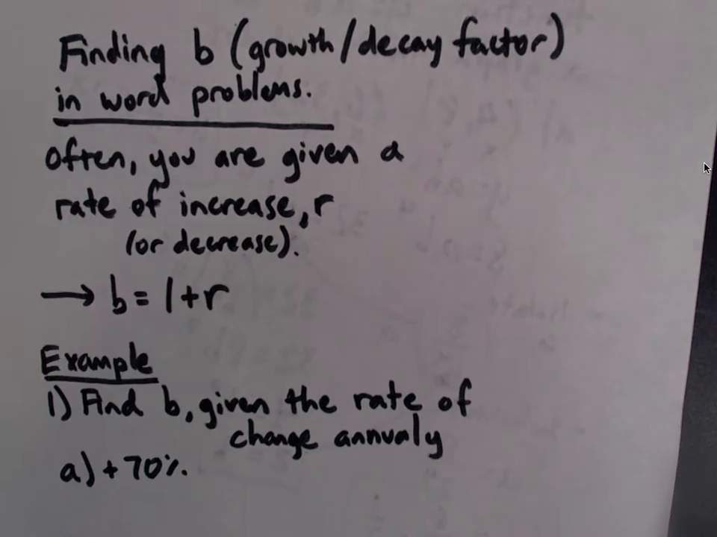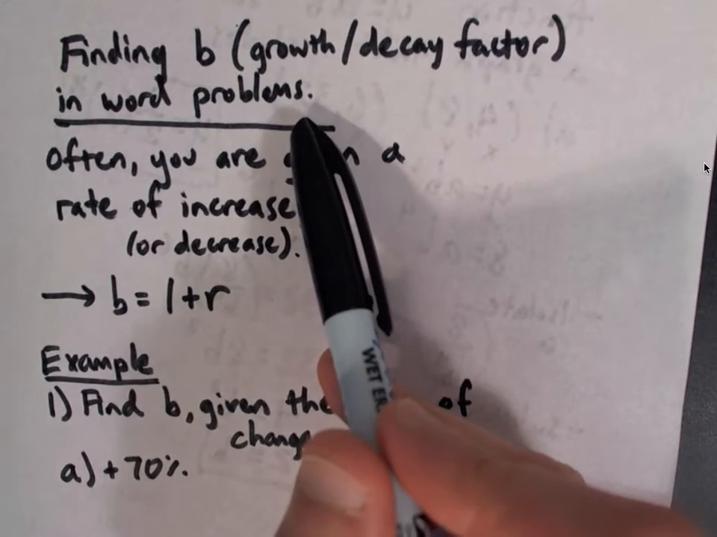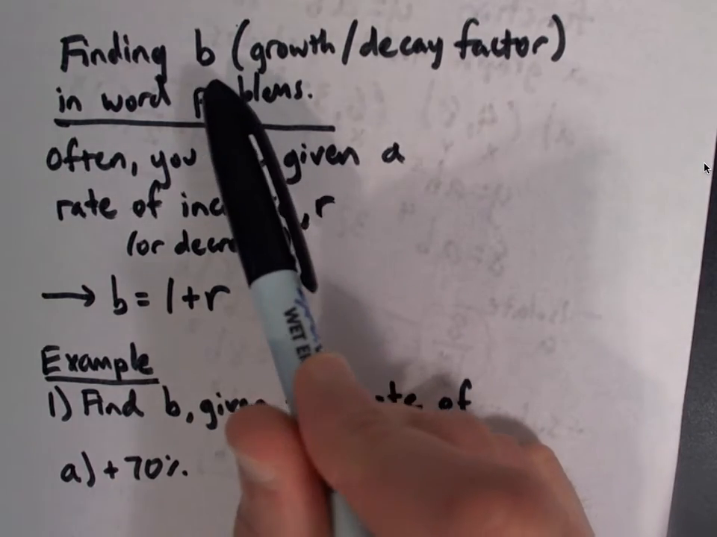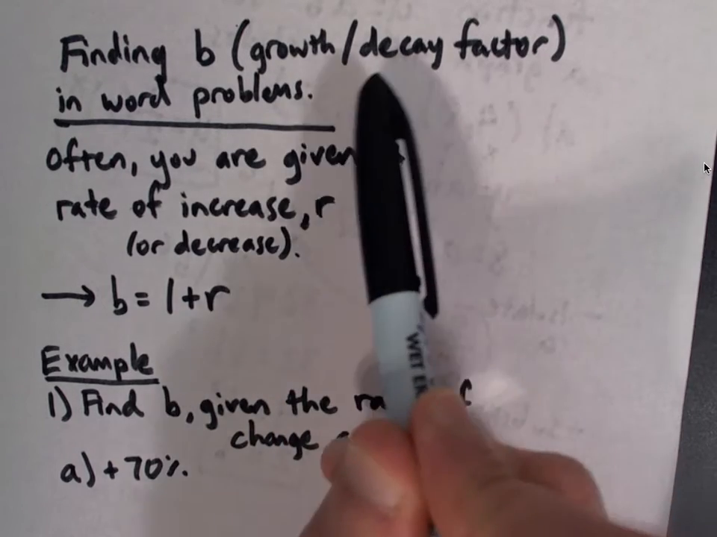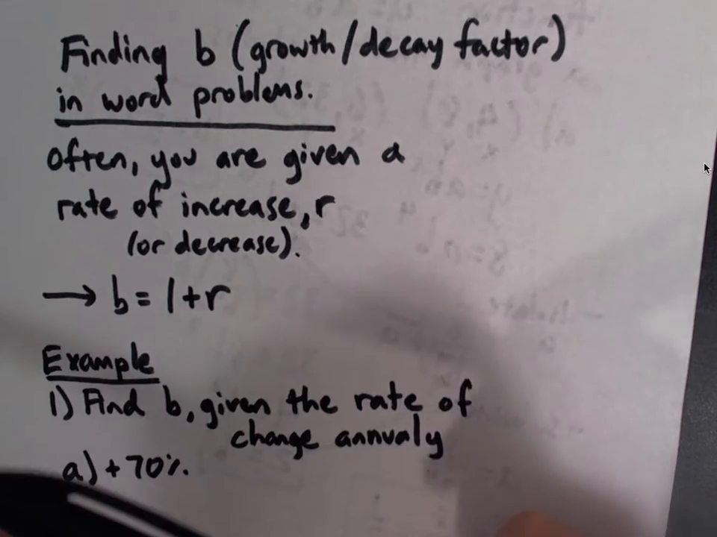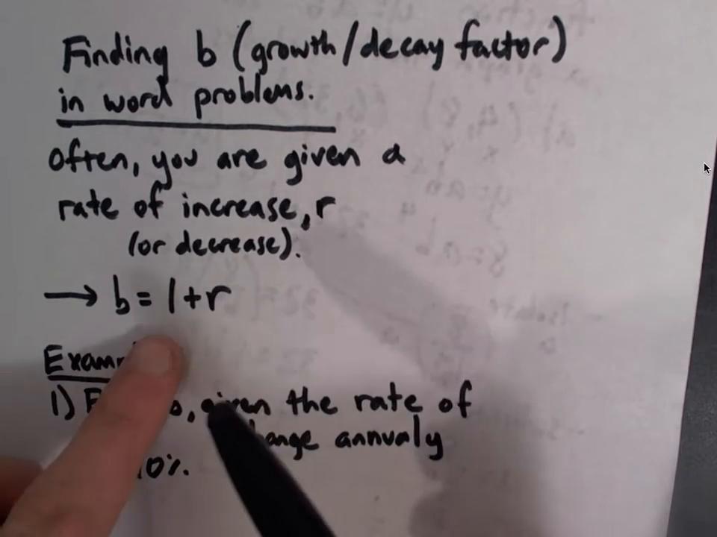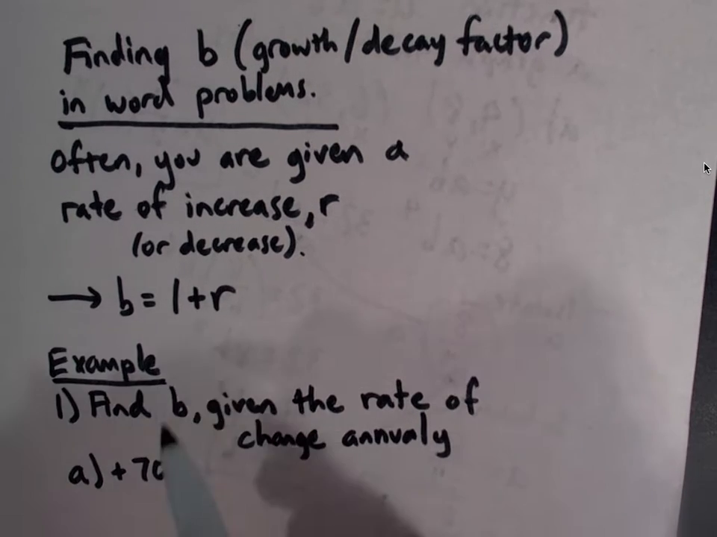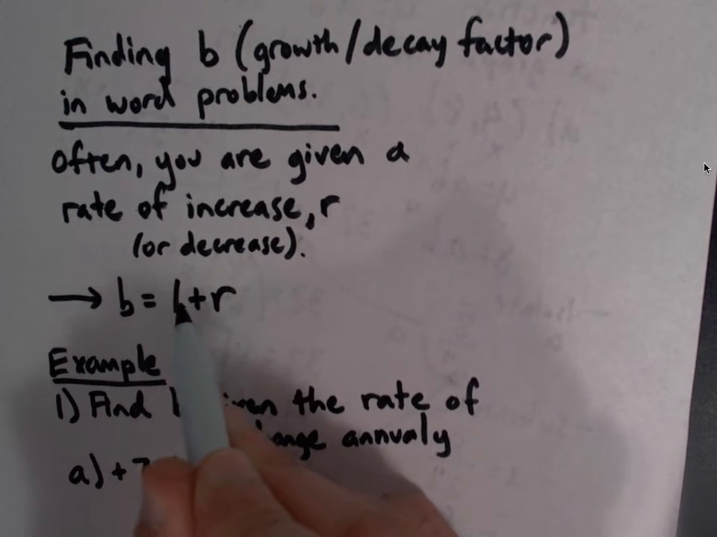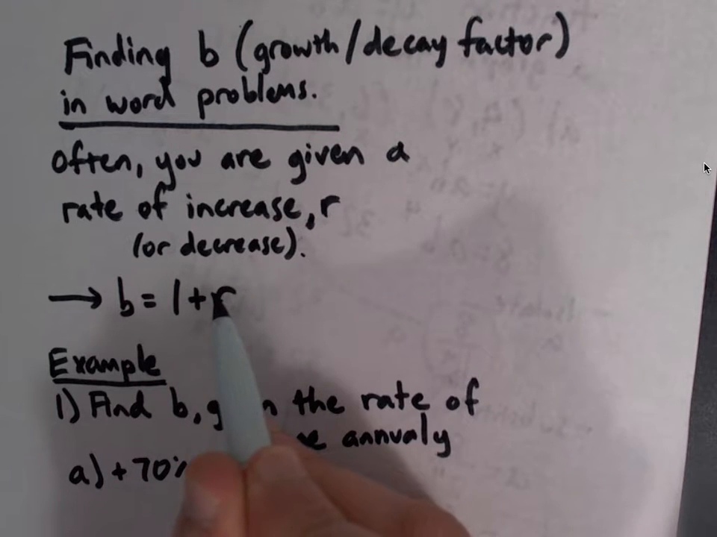Okay, we're going to talk now a little about how to solve some of these word problems dealing with exponential growth. So first off, let's practice finding b. That's our growth or decay factor in word problems. Often you're given a rate of increase or decrease, and all you have to do is take that rate and add it to 1. Why is this? Because 1 represents your base. You're starting from 1 or 100%, and then you're either going to increase if it's positive or decrease if it's negative.